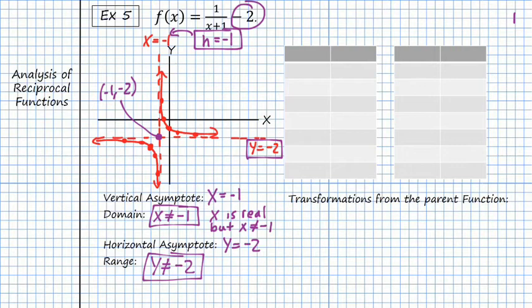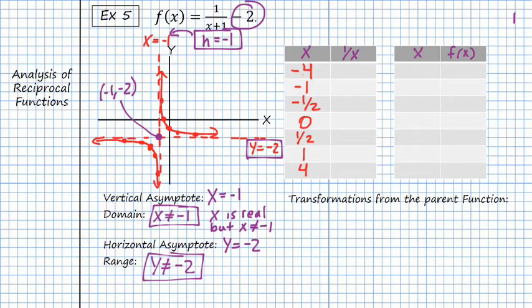All right, so now let's actually analyze some points and see why it is that this is true. Why is it that my vertical asymptote is so related to my domain and my horizontal asymptote is so related to my range? So first let's talk about our original function.